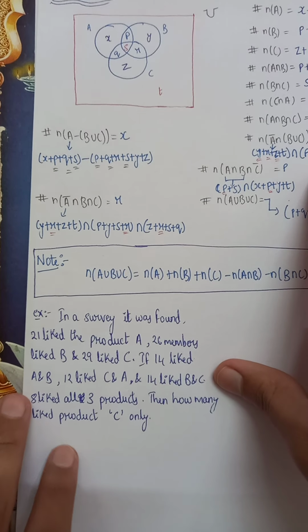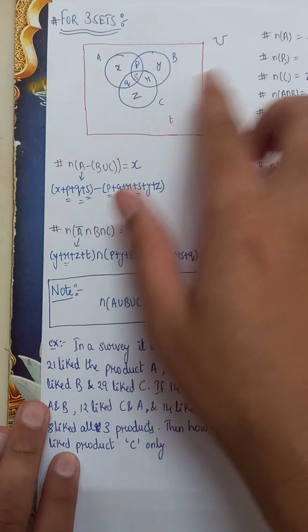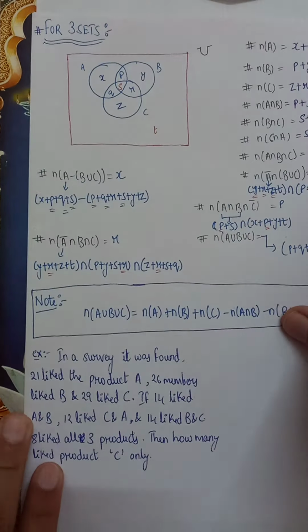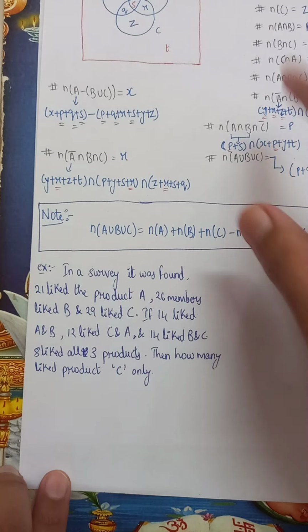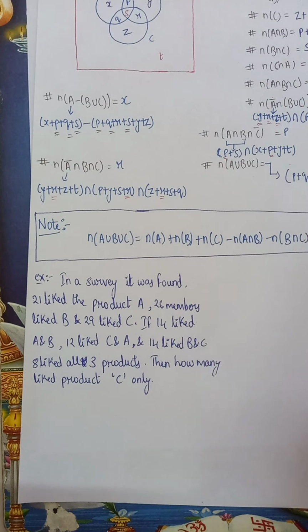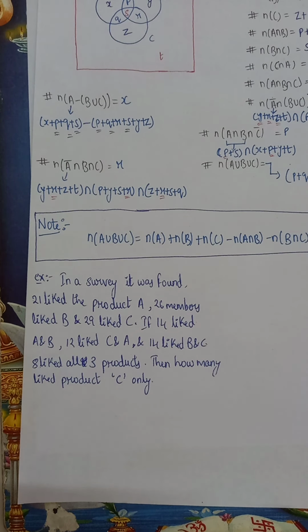This is lecture number 19 of set theory. In the last lecture we learned this formula for three sets. We are going to do a few examples based on this concept, so let's move on to the first example.